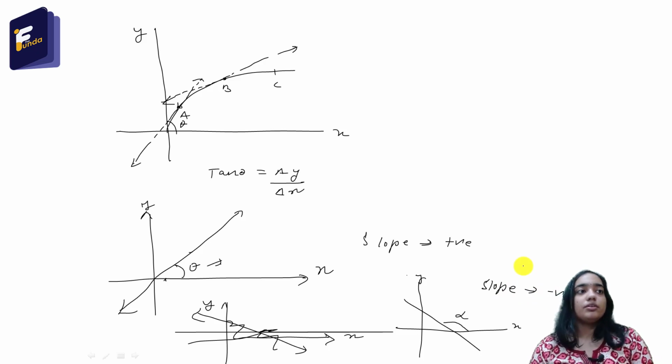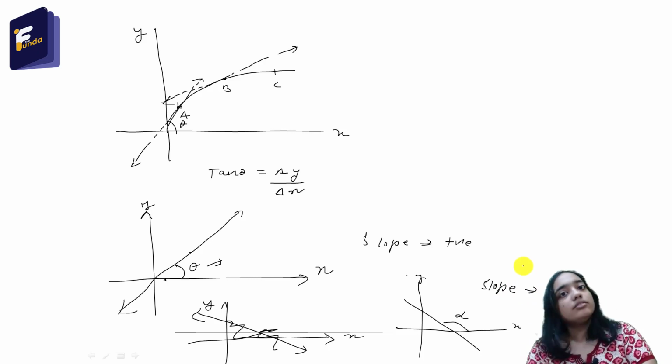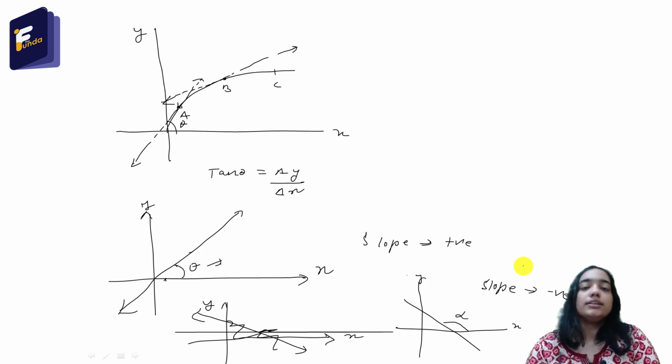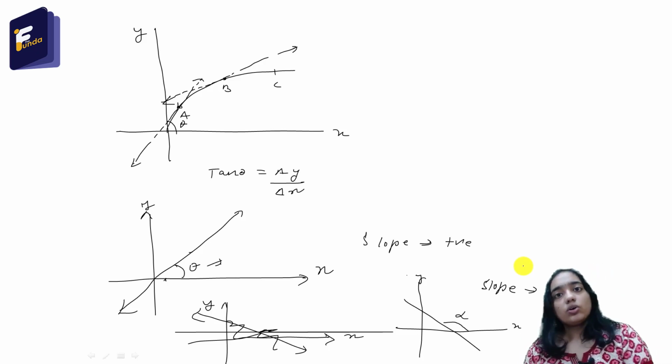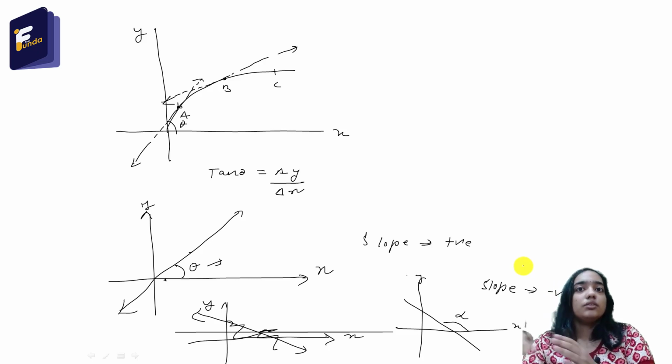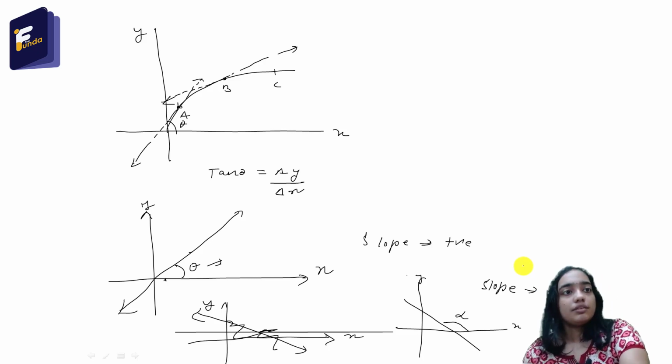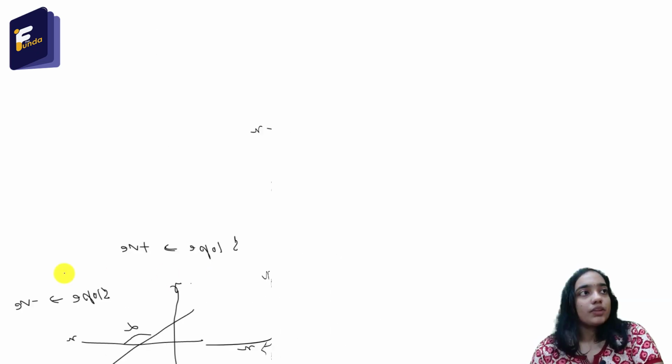Okay, so this you have to remember. If the line makes acute angle with x-axis, then the slope is positive. If it makes obtuse angle, then the slope is negative. All these concepts we are going to use when we discuss the position time graph and the velocity time graph. So this you have to remember and you have to know.